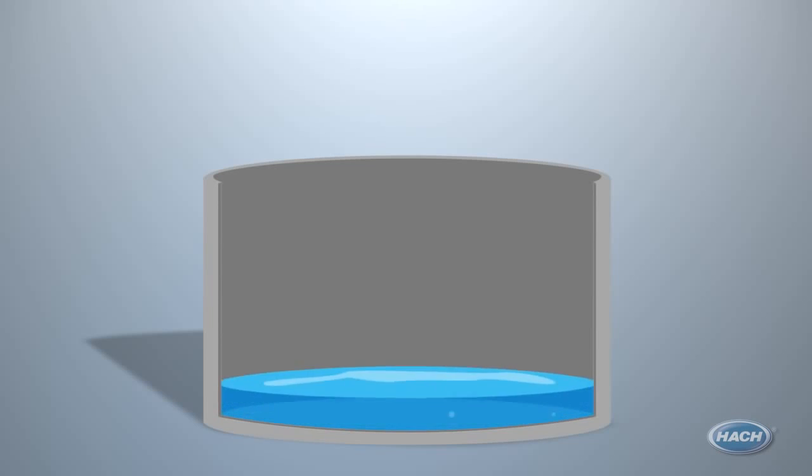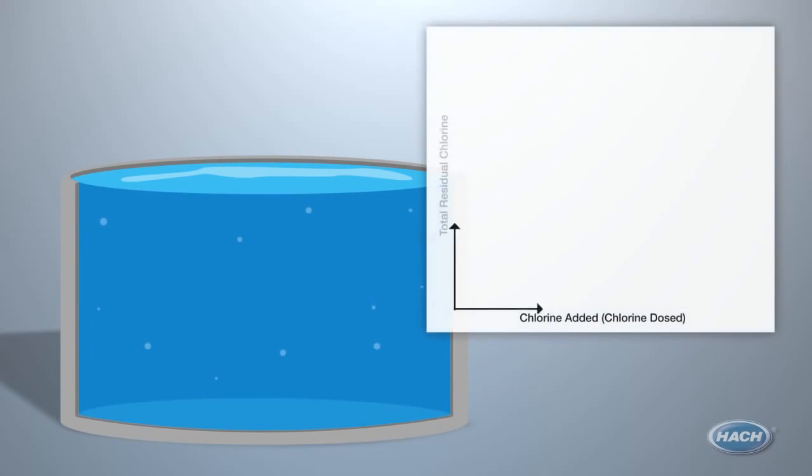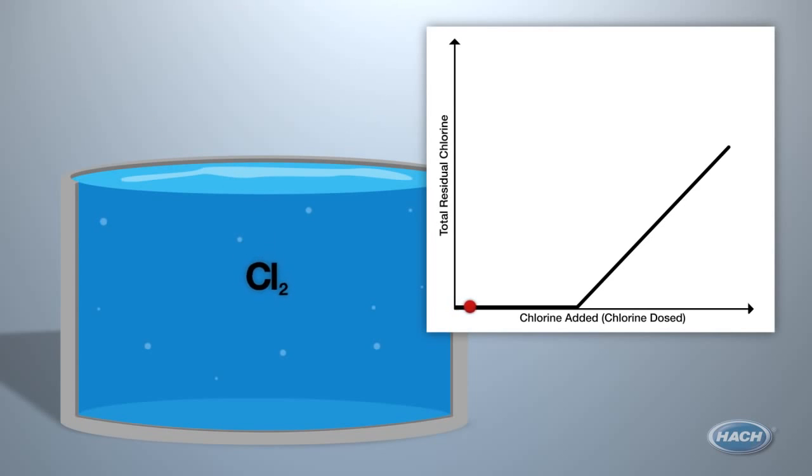To explain this concept, we will use a closed system, a bucket of water without the presence of ammonia. As we add chlorine to the water, it is used up at first as it reacts with the existing matter in the water, for example, bacteria, organics, etc. So we do not measure much, if any, chlorine. But eventually the chlorine added has exceeded the demand and we measure more chlorine, as is indicated by the graph in the upper right-hand corner of your screen.